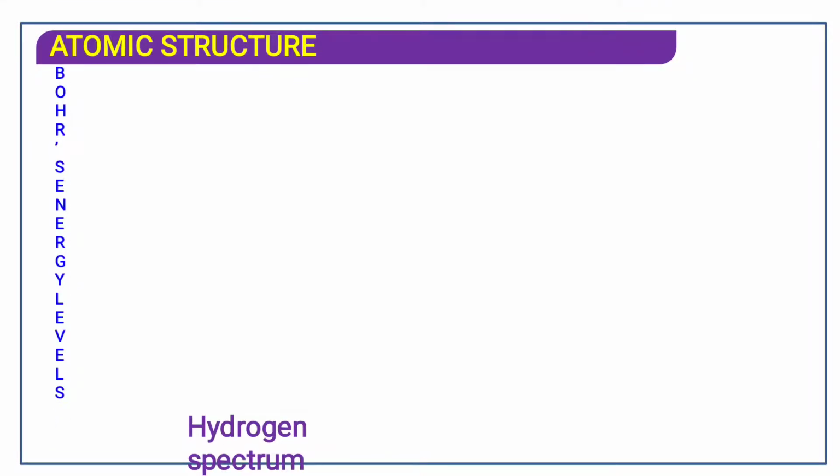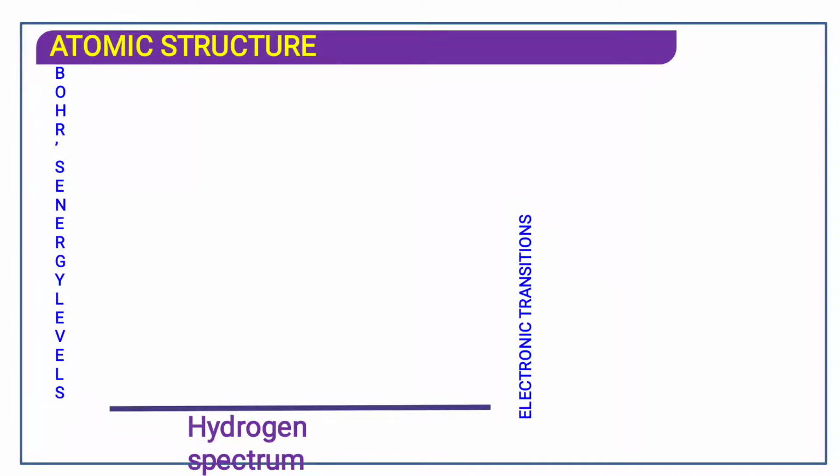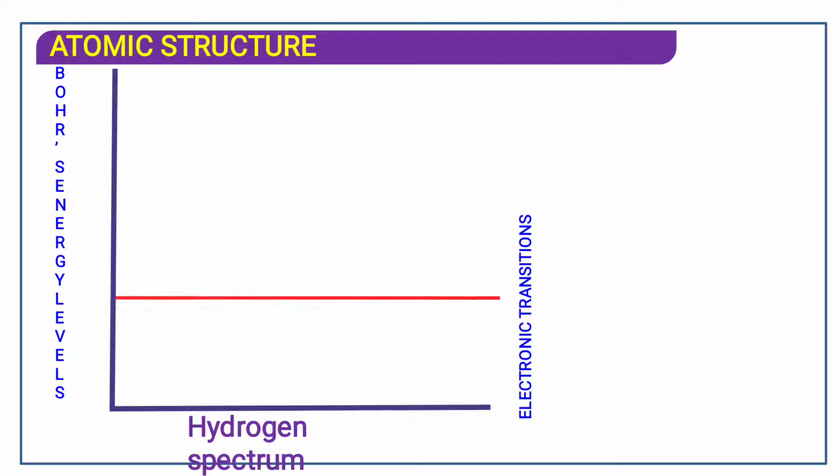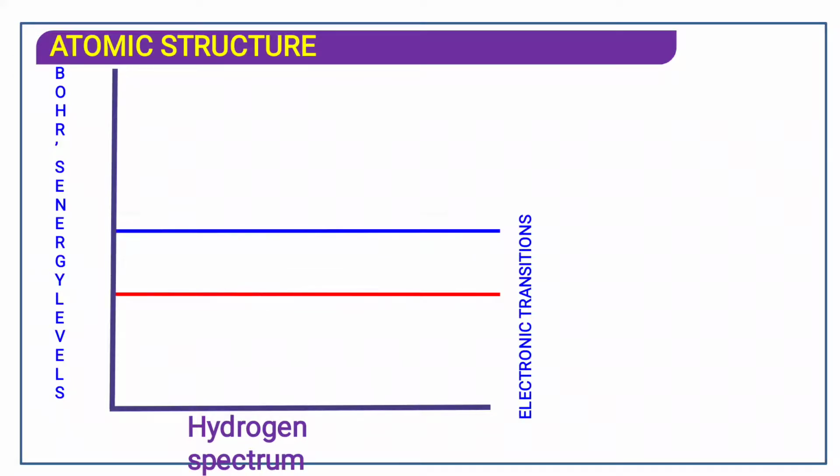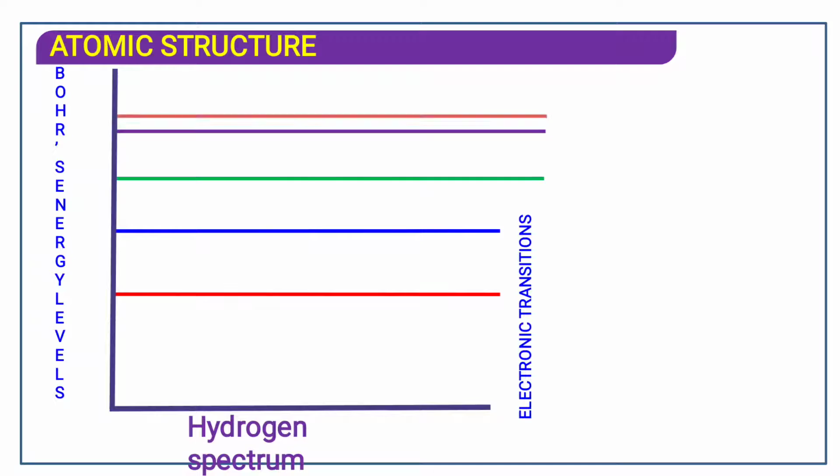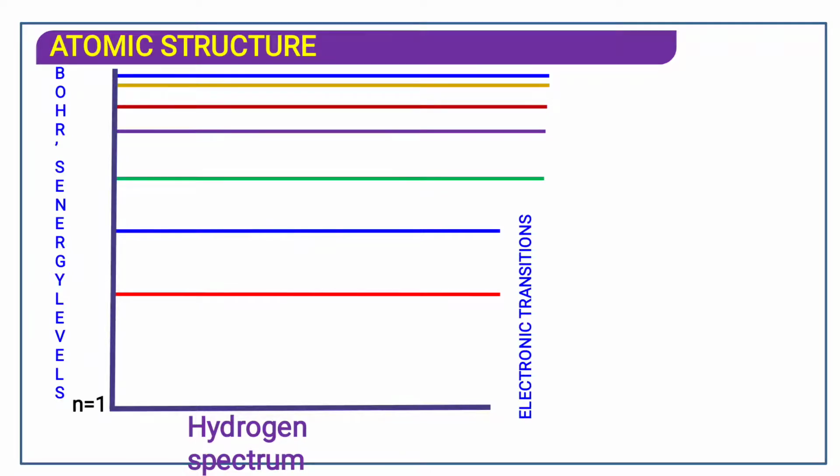Now look at the hydrogen spectra. Bohr's energy levels. Energy level means where the electron revolves, that is the orbit. Orbit is also called a stationary energy level. This is the orbit level: n equal to 1 first orbit, n equal to 2 second orbit, n equal to 3 third orbit, n equal to 4, n equal to 5, and n equal to 6, and so on. We can go ahead.